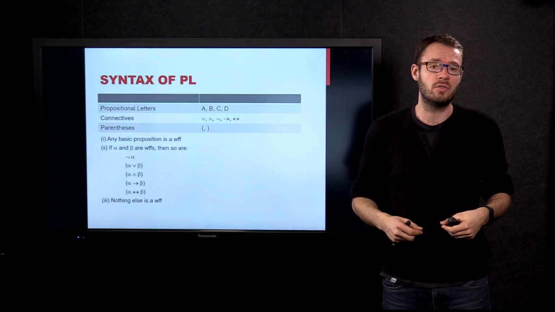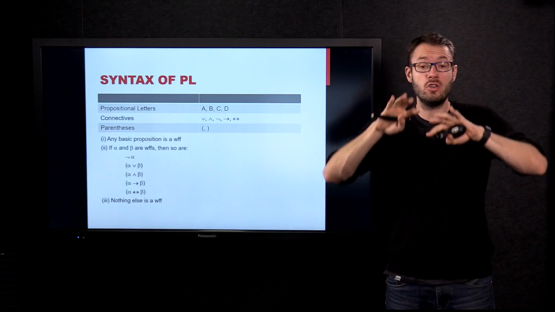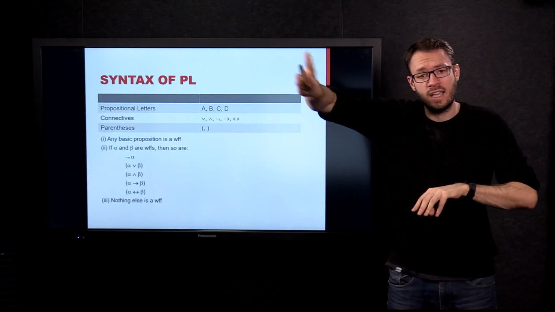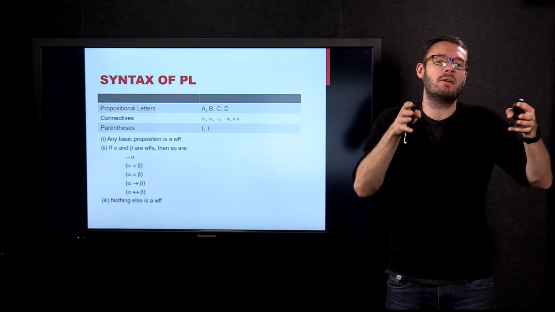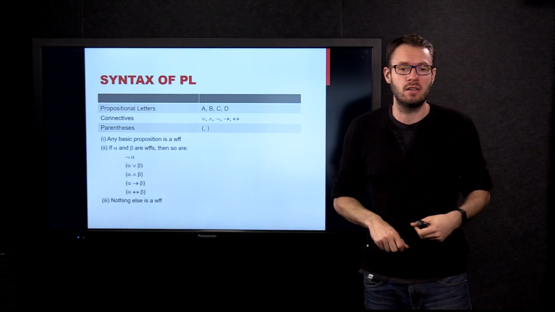Also something that can be true or false, then you've got a basic proposition. If, however, you've got a proposition where you can take things away from it, you can take parts out of it and still end up with something that can be true or false on its own, then what you've got is a compound or molecular proposition.